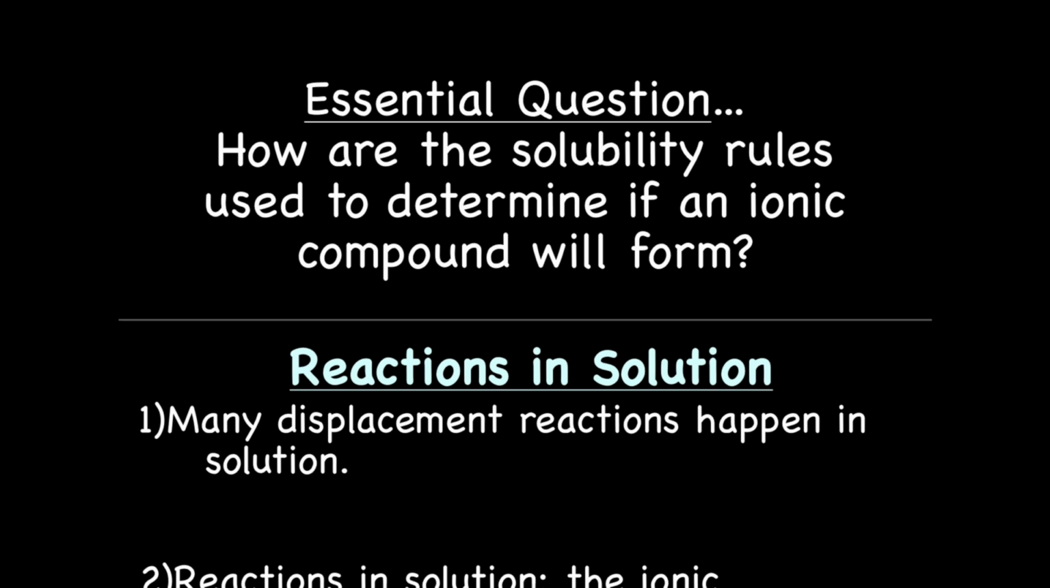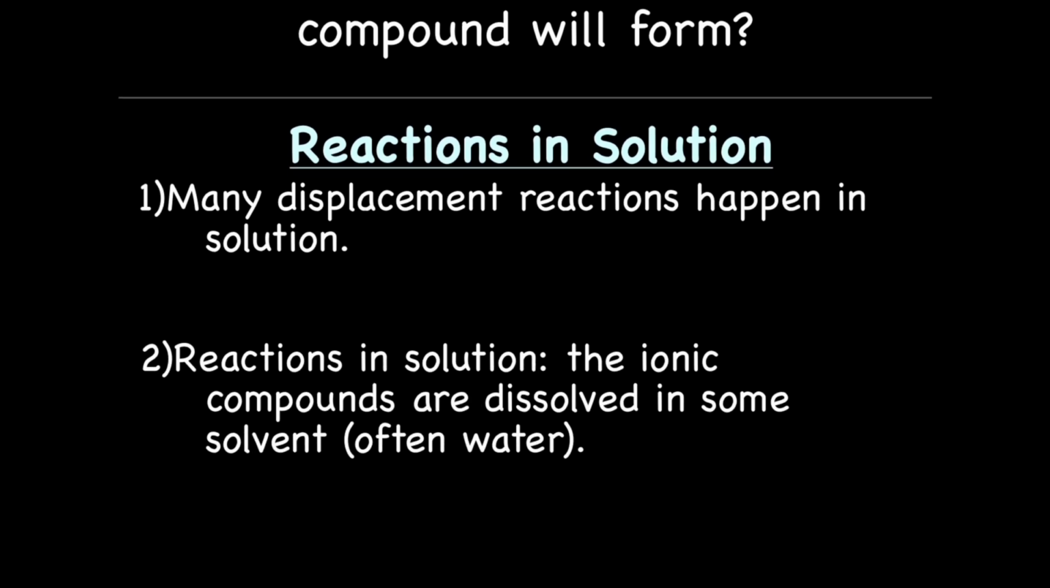Many reactions, single or double replacement reactions, or displacement reactions, occur in solution. What does that mean? Reactions in solution means that the ionic compounds are dissolved in some solvent, usually water, which means that the ionic compounds are aqueous, or AQ. They're not bonded together. The two ions, positive and negative, are just floating around.